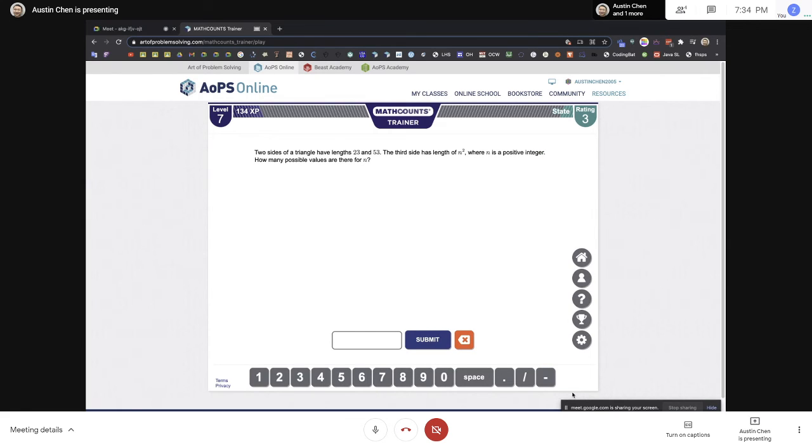Two sides of a triangle have lengths 23 and 53. The third side has length of n squared, where n is a positive integer. How many possible values are there for n?